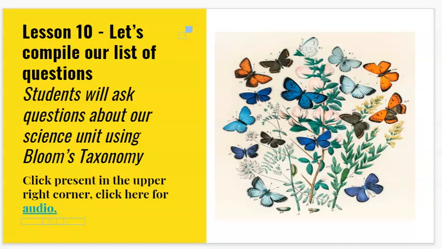Remember, when we use our Bloom's taxonomy, we're asking questions that are going to really make our brains think. We don't want to ask questions where our answers are just yes and no, because that doesn't really make us think that much. We want to think about everything that Miss Conley has taught us in this unit.